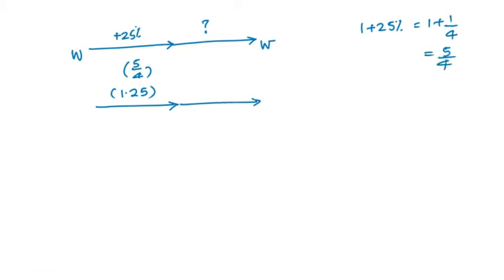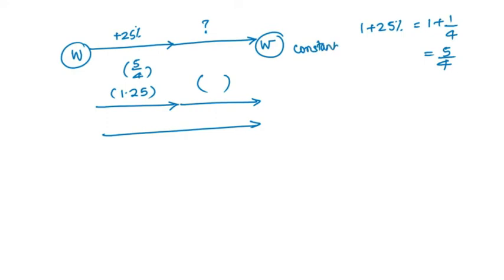Now next he is asking what should be the change so that overall my weight remains constant. If the weight remains constant, that means overall the multiplying factor should be 1. So 5 by 4 into multiplying factor is equal to 1. So multiplying factor has to be equal to 4 by 5. 4 by 5 is 20% reduction.